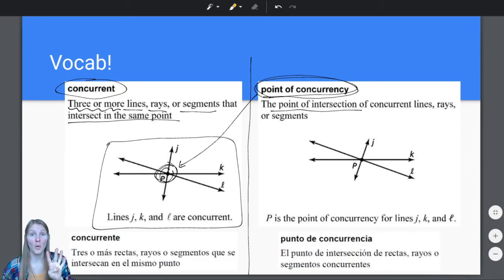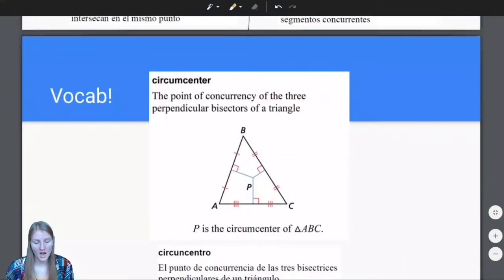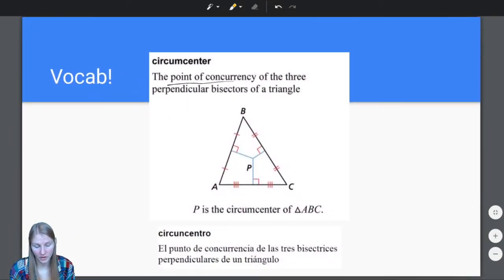There are 4 points of concurrency within a triangle. Right now, we're only going to talk about 3 of them because one of them isn't very interesting. It doesn't have a lot of properties to it. It's interesting for reasons, but it doesn't have a lot of applications. So we're not going to talk about that one right now. But one point of concurrency is the circumcenter.